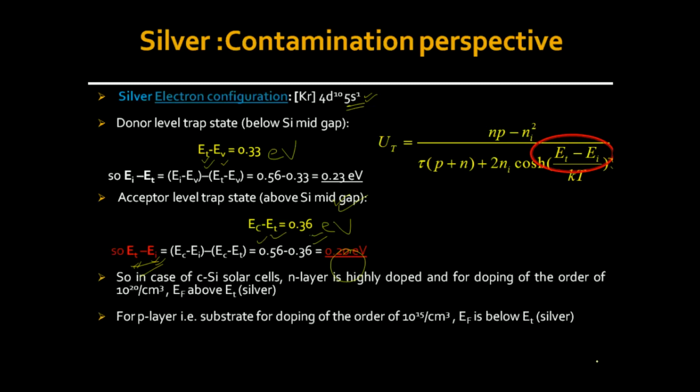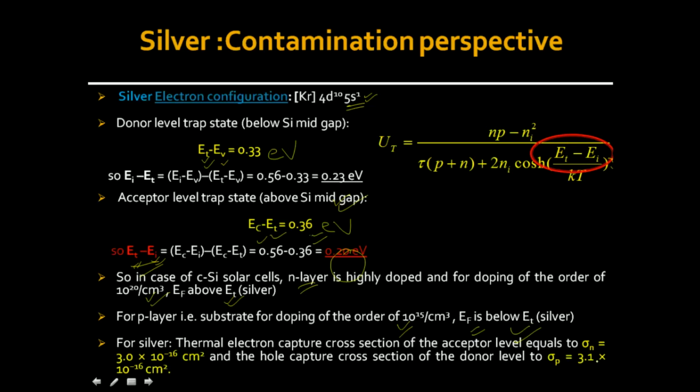If you talk about a crystalline silicon solar cell, p-type, where you are using a p-type base, the emitter is formed by an N layer, which is highly doped, of the order of 10 to the power 20 per centimeter cube doping concentration. In that case, the Fermi level will be above the silver trap state. But for the substrate, the doping concentration is around 10 to the power 15 per centimeter cube, where the Fermi level would be below the trap state of the silver.